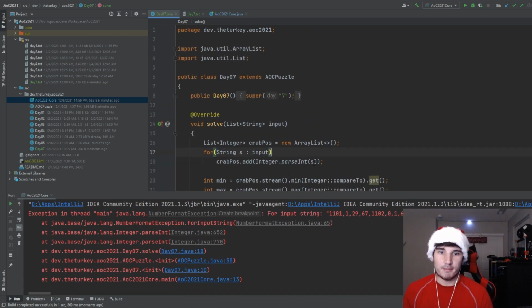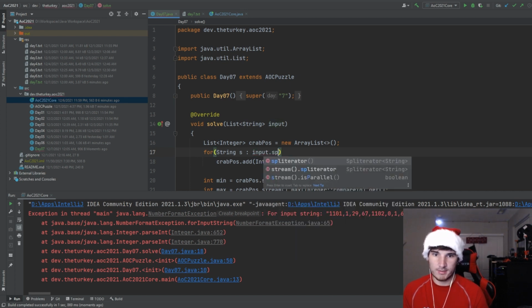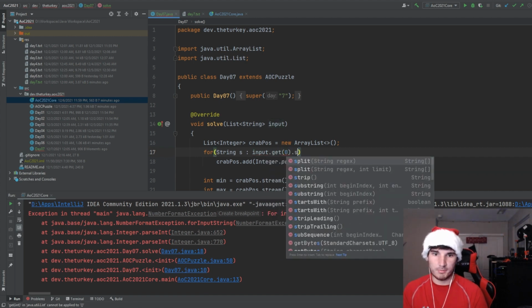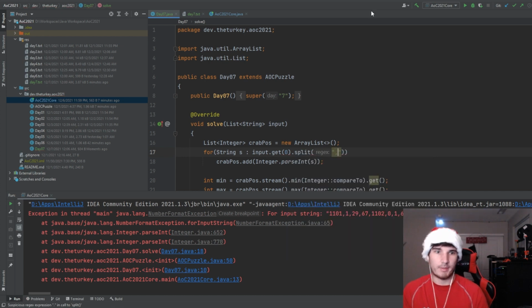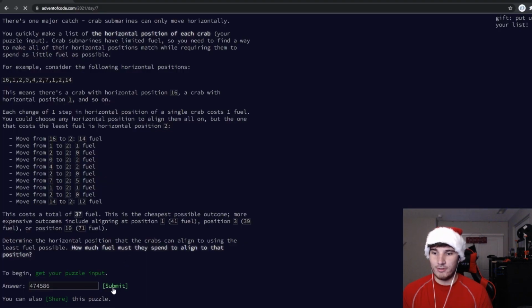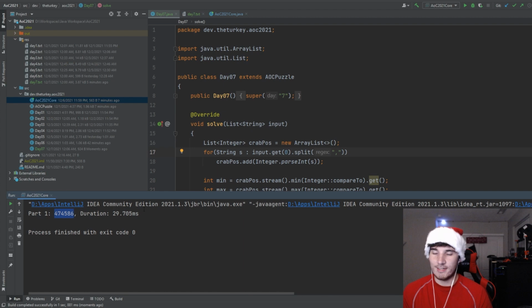Oh, I messed this up. Because this needs to be input split. No. Oh, input, sorry, input get 0 split. I messed that up. There we go. Let's see, does this terminate or does it just go? It terminates, okay. Took a while. And we didn't get it right. Ah, that's unfortunate.